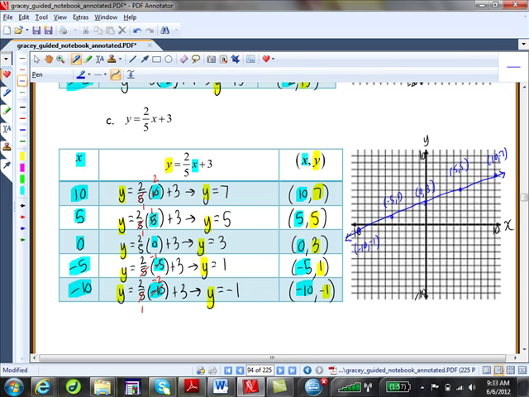Now, would you guys consider this to be a positive or a negative slope? Good, it's a positive slope because as we move from left to right, the line goes up. We're going uphill. Let me make sure I said that correctly. As we move from left to right, we go uphill. So that's a positive slope.